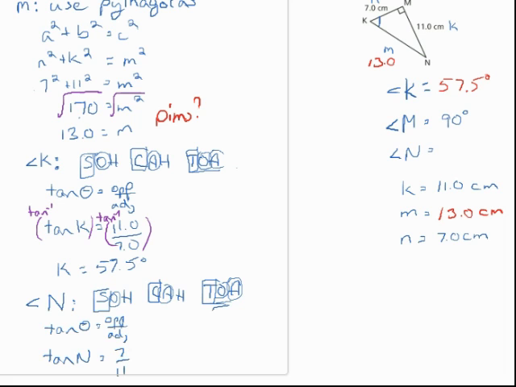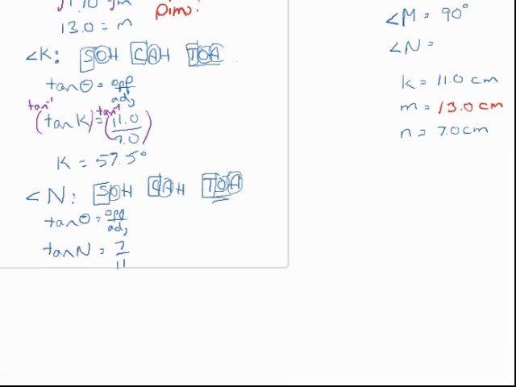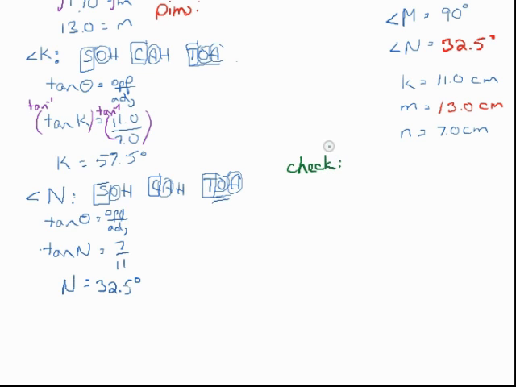Just scroll down a bit more. I'm going to run out of space for you to see it. And I'm going to put N equals, so I'll come write that up here, 32.5 degrees. And then we need to check our work. So check angles.